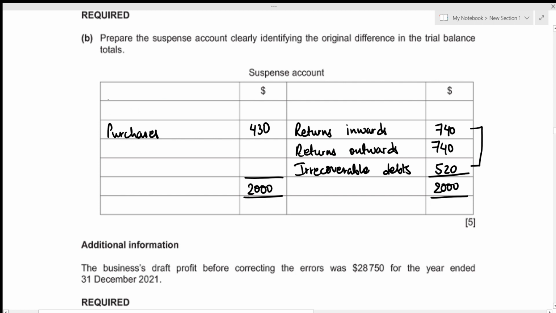And now the balancing figure will be our opening balance or balance BD. And since we're talking about the balancing figure, in order to figure it out, we just need to subtract this amount from the total. In this case, that's 2000 minus 430, which results in the value of 570. Alright, this concludes our suspense account as well as the second part of this question. Now we can move towards the third one.